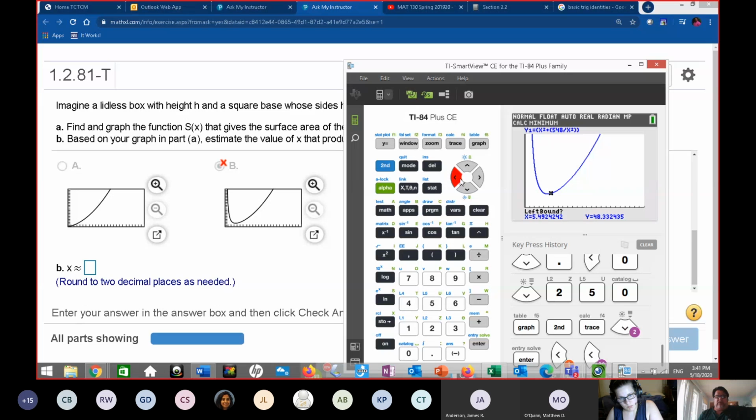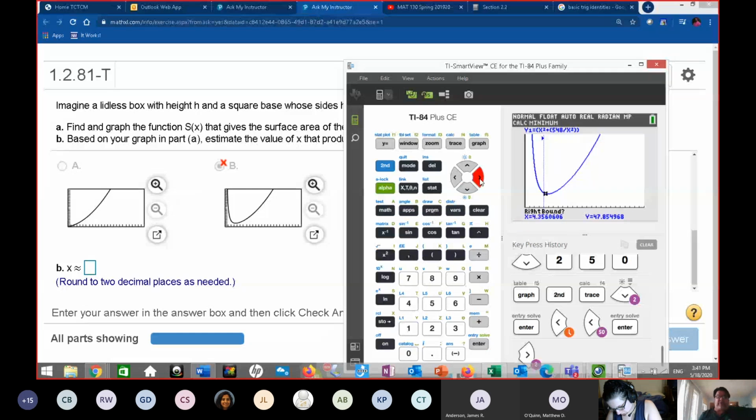Left bound. Does anybody know why you give a left bound and a right bound? Does anybody know? In case there's more than one possibility. Well, yeah, but they also do it to slow the time down for the mathematical calculation. It kind of narrows the parameter, so that way you're looking in a small window versus a big window. And it helps if you have more than one, like a local min and a local max. Both of those answers. And write this down.